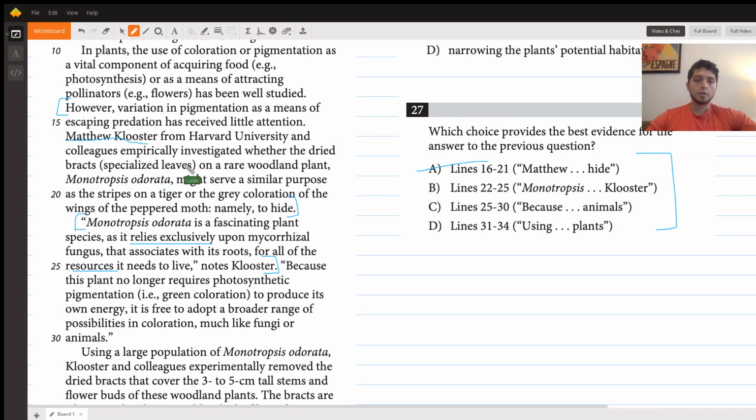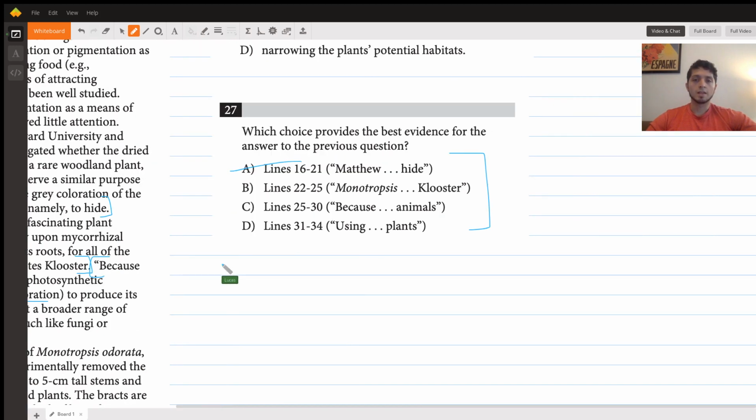Then we have C, lines 25 through 30, which happens to come right after this line. And that says, because this plant no longer requires photosynthetic pigmentation, i.e. green coloration, to produce its own energy, it is free to adopt a broader range of possibilities in coloration, much like fungi or animals. So both of these are talking about nutrient requirements. And we know that we're dealing with an inference question, so it might be a little bit subtle, but I think these are both good because they are both talking about, like I said, the nutrient requirements. Let's just keep them both for a moment.